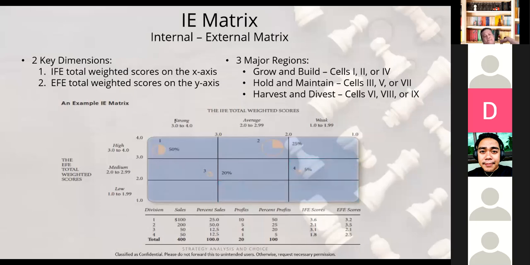The sample shown in the illustration, which depicts an organization composed of 4 divisions, is indicated by the position of the circles. Grow and build strategies are appropriate for Division 1, Division 2, and Division 3. Division 4 is a candidate for harvest or divest. Division 2 contributes the largest percentage of sales and thus is represented by the largest circle. Division 1 contributes the greatest proportion of total profit. It has the largest percentage of the pie slice.